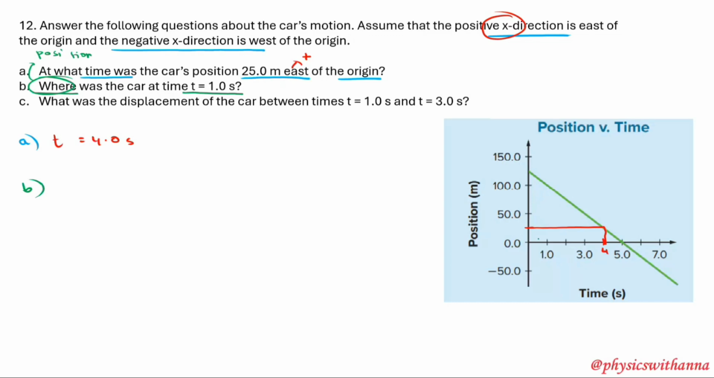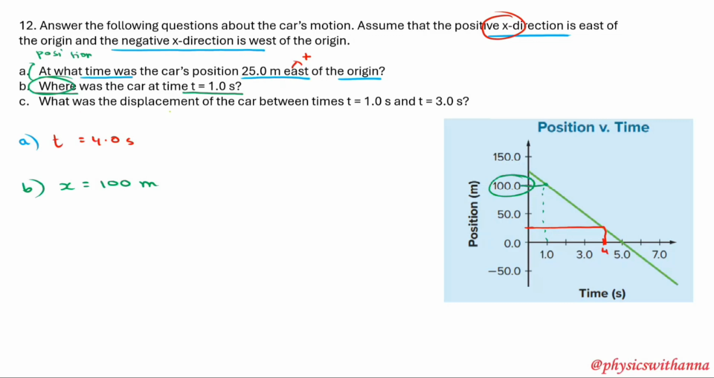Locate time t equals 1 second. Time is on the x-axis. This is 1. Then go up until you reach the graph. Wherever you touch the line, find the position value there. It's 100. So I will write x is equal to 100 meter when time t is 1 second.